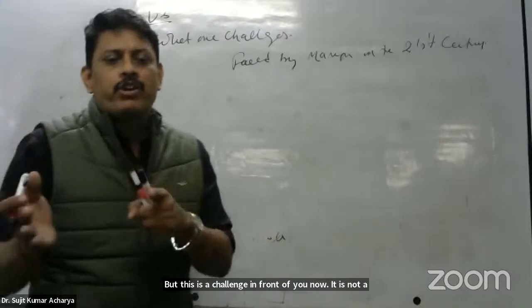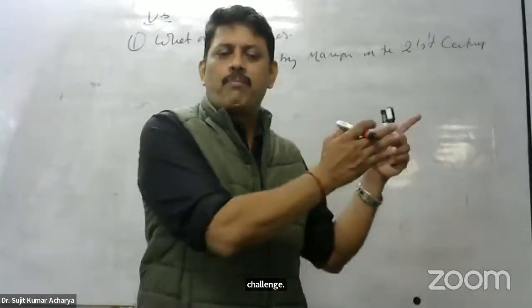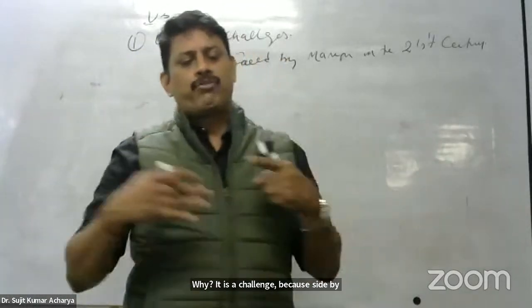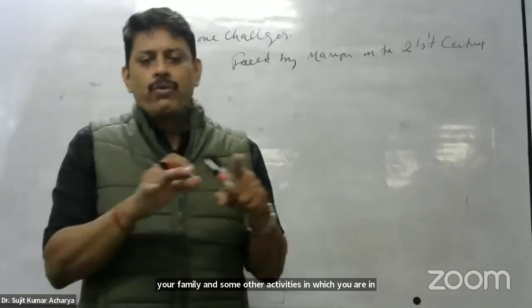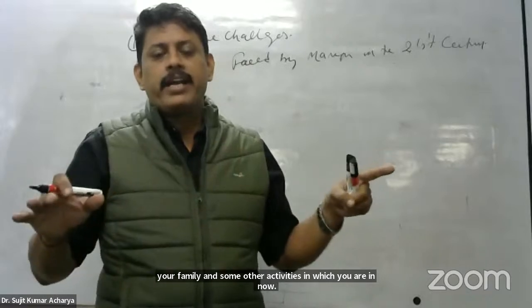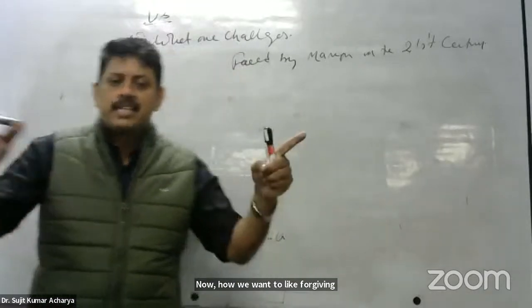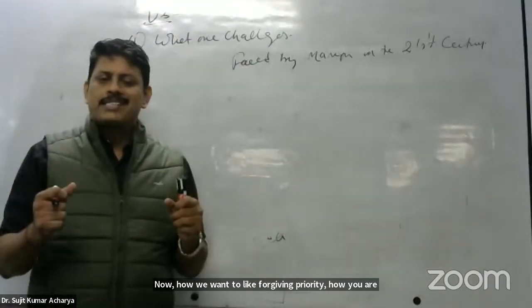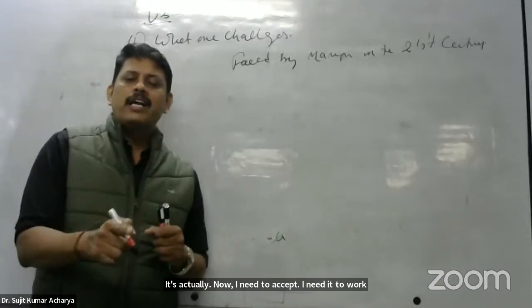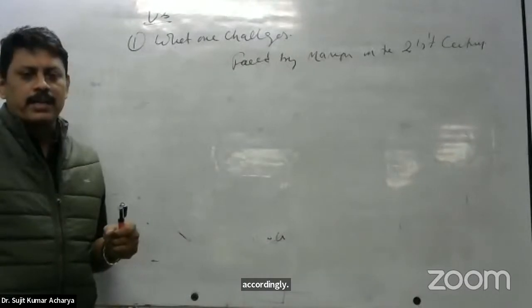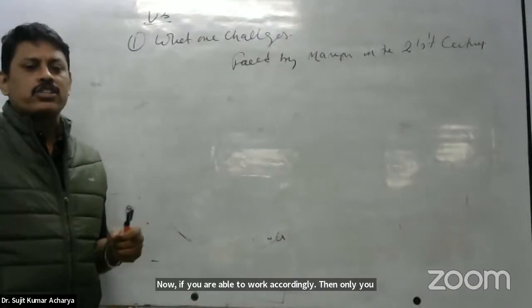side by side, you need to do some other activities. You need to manage your office work, you need to manage your family and some other activities in which you are involved. Now, how you give priority, how you manage your time, it's a challenge. Now you need to accept it and work accordingly. If you are able to work accordingly, then only you can overcome it. Then only you can succeed.